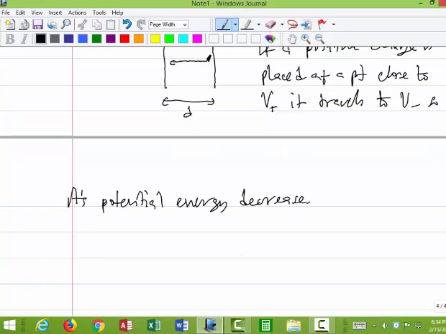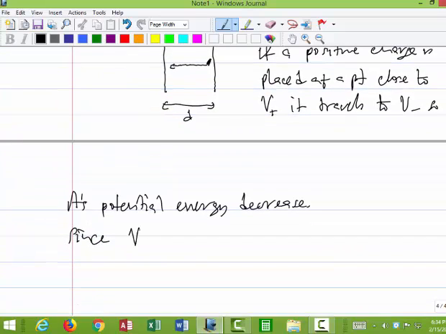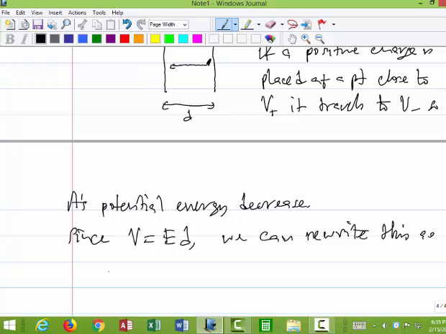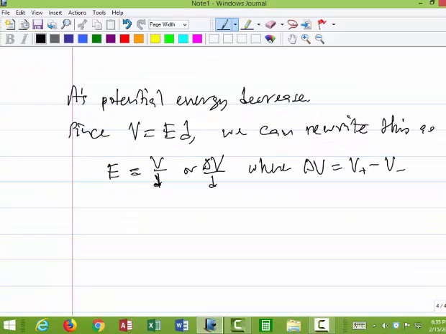So we can say that since we have V equals E times D, we can rewrite this as E equals V over D, or delta V over D, where delta V is just equal to V plus minus V minus. The reason why we use V initially is because typically one of the plates is at zero potential and the other one is at the high potential. So we can use V over D, or if you want to use delta V over delta D, that will be fine also.